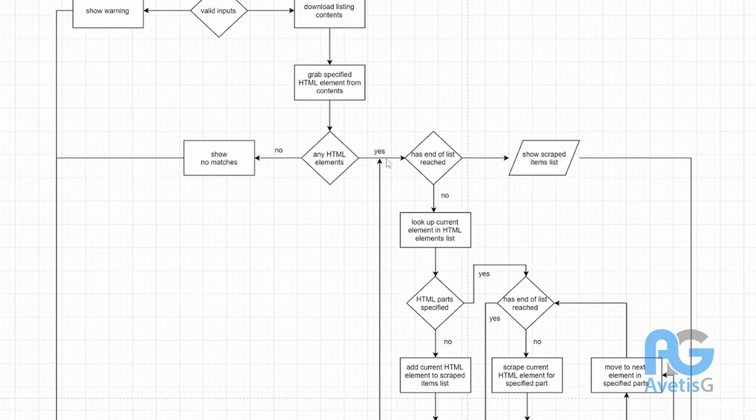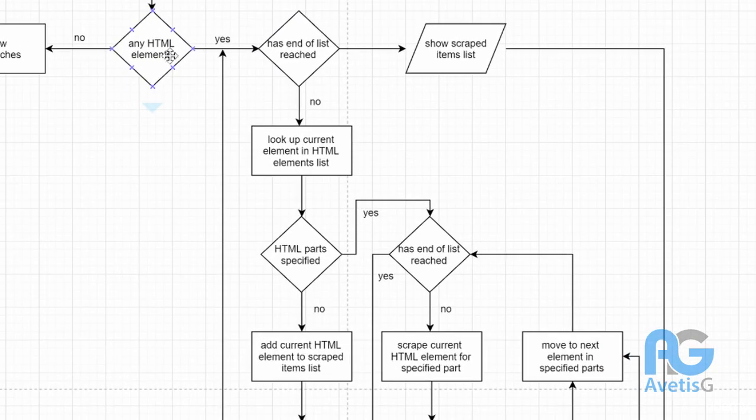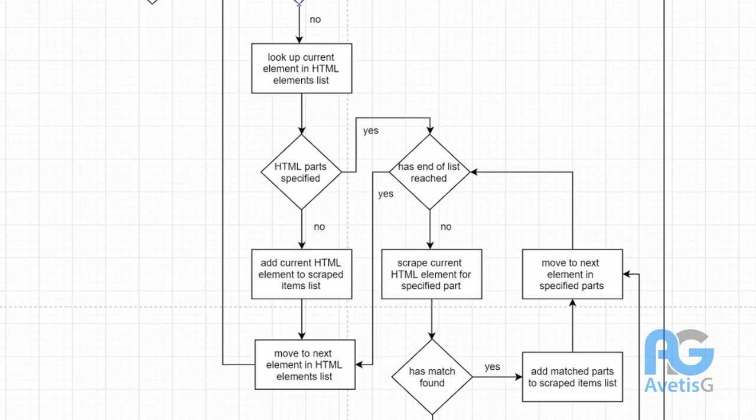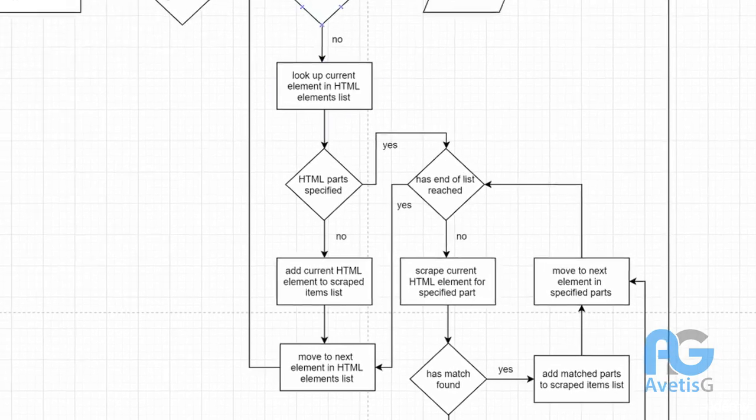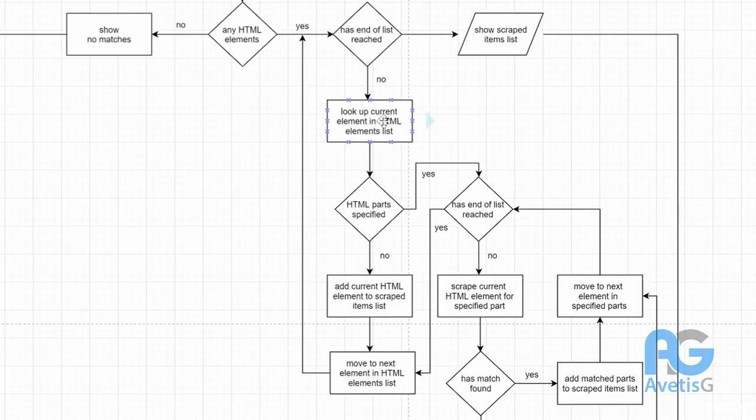If there are matches, this is the interesting part. We say, okay, has the end of list been reached? Meaning the list of these matched HTML elements. If this is not the end of the list, then we look up the current element in the HTML list. In a sense, we're basically just going to the next element, or the current element that we're in. So this is just saying, if the list is not empty, then look at this list, and we're going to basically iterate through that list.